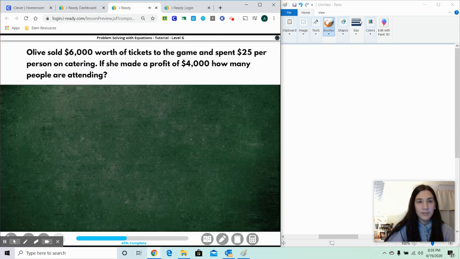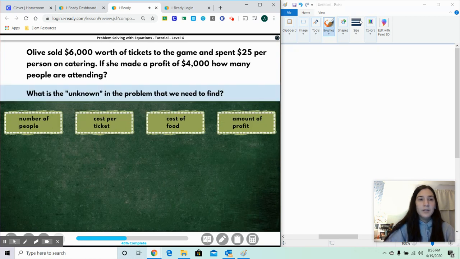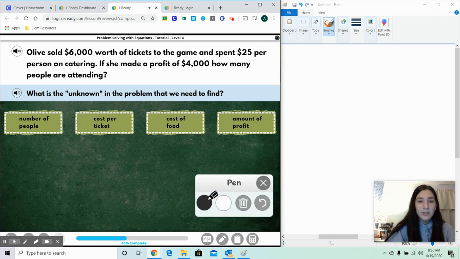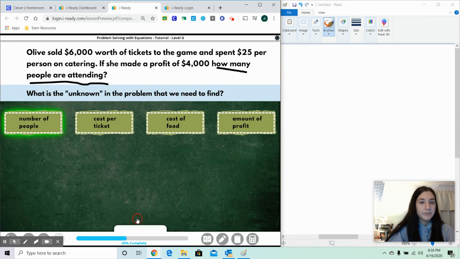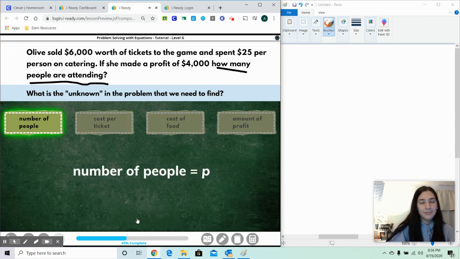Olive sold $6,000 worth of tickets to the game and spent $25 per person on catering. If she made a profit of $4,000, how many people are attending? What is the unknown in the problem that we need to find? Okay, let's go right into our question. It says, how many people are attending? So the unknown is the number of people. Good job. We will use the variable P to represent the number of people.